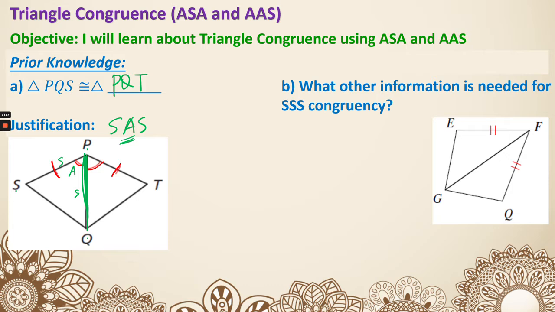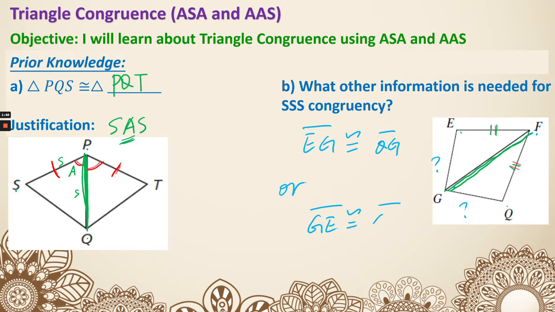Question B, what other information is needed for side, side, side congruency? Two bars indicate these two are the same, and we also have one side that's shared, so the only piece of information we need would be the third pair of sides. You can see FE and FQ are corresponding, FG is just a shared side, and in this case we can write EG is congruent to QG, or the other way, GE is congruent to GQ. That's question B. Now let's move on to today's lesson.